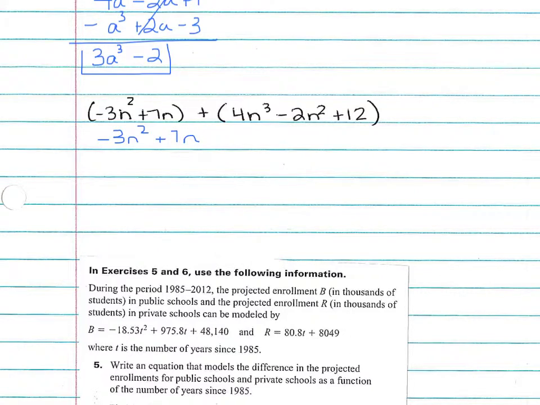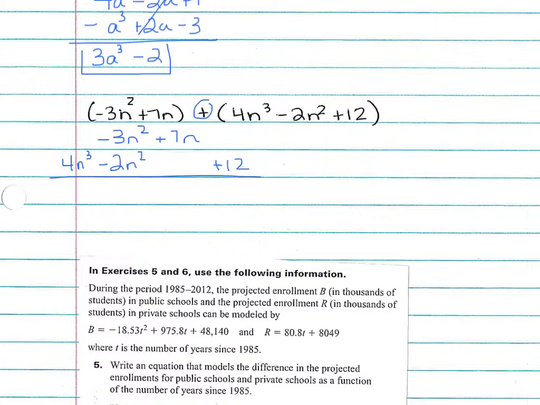If I'm adding this whole next part, I don't need to change anything because of the addition sign, but I do need to make sure that everything's lined up. That 4n cubed, I'm going to put over here because the first one didn't have a cube to match up with. Minus 2n squared goes underneath the minus 3n squared because they're both n squared. And the plus 12 is going to go all the way out here because there was no number in that first one. And there's nothing to match up with the 7n from the first one.